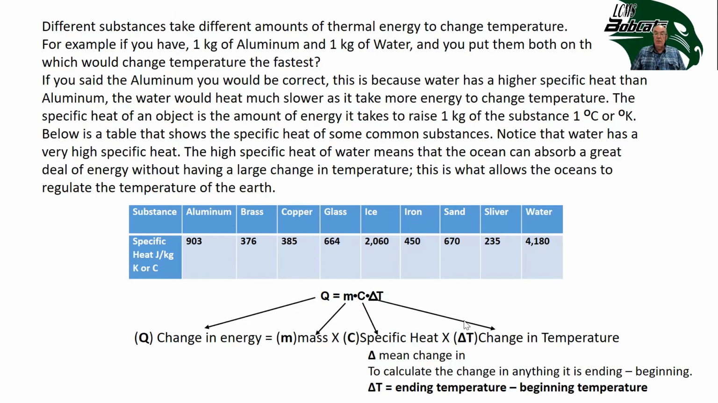Delta means change in. As you go higher in math, a lot of times you'll see variables like this, and it'll say delta T. This just means the change in temperature. To calculate the change in anything, remember, it's always the ending minus the beginning. Like when we did change in speed, it was ending speed minus beginning speed. So delta T is the ending temperature minus the beginning temperature.